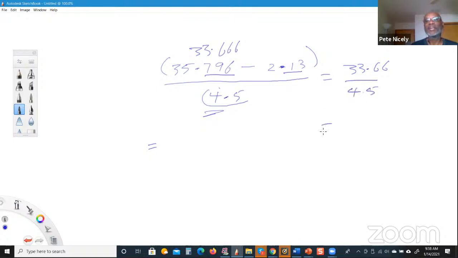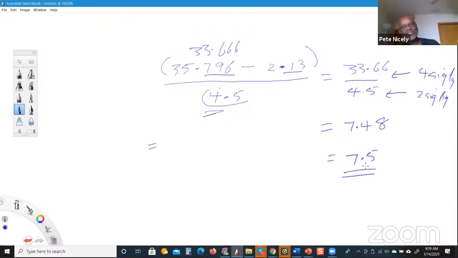In this case you're doing a division, right? So let me do that division, 33.66 divided by 4.5. According to my calculations, this works out to be 7.48, right? However, because you're doing division, you have to round off according to the lowest number of significant figures involved. Here you have 4 sig figs, here you have 2 sig figs. So your final answer must be rounded off to 2 sig figs, which means this becomes 7.5, all right?